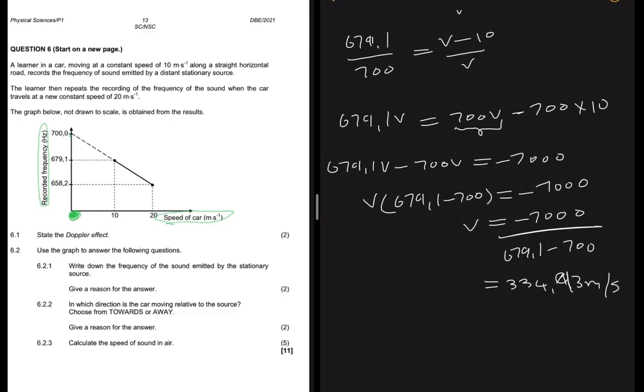So what I'll ask you guys to do is to use the other point when the velocity is 20 meters per second and see if you get the same thing.